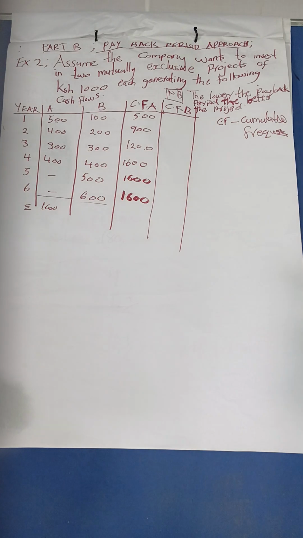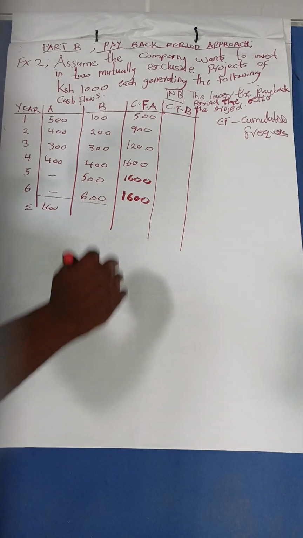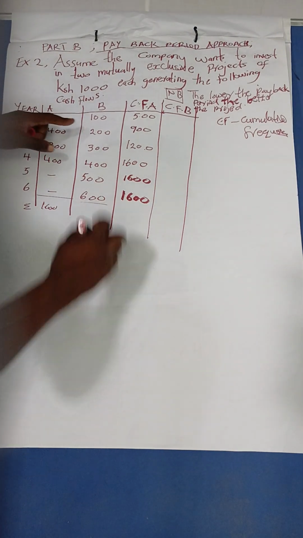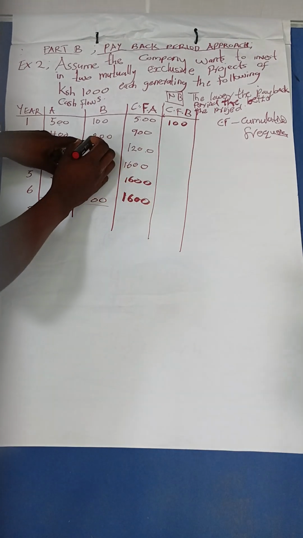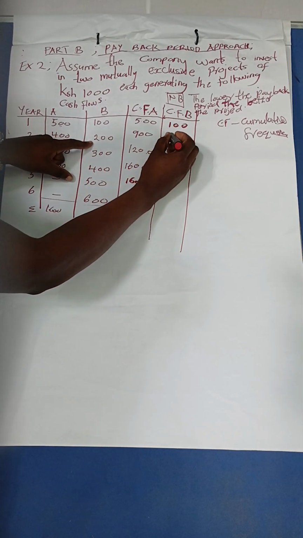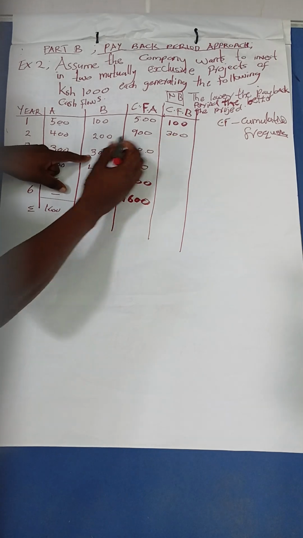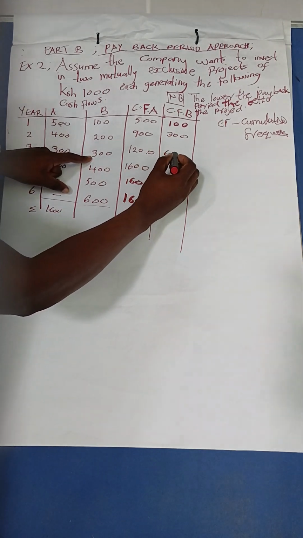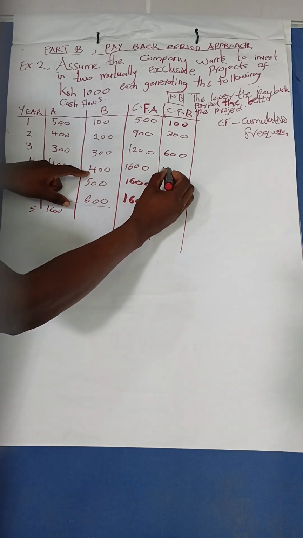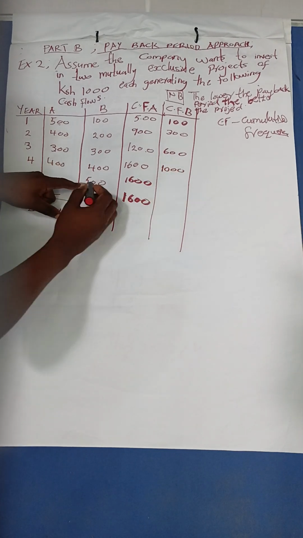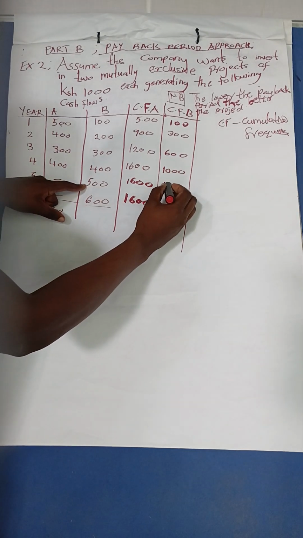Let's go to the cumulative frequency of project B. The first cash flow was 100. We add 200, which now becomes 300. 300 plus 300 gives us 600. 600 plus 400 gives us 1000. 1000 plus 500 gives us 1500.